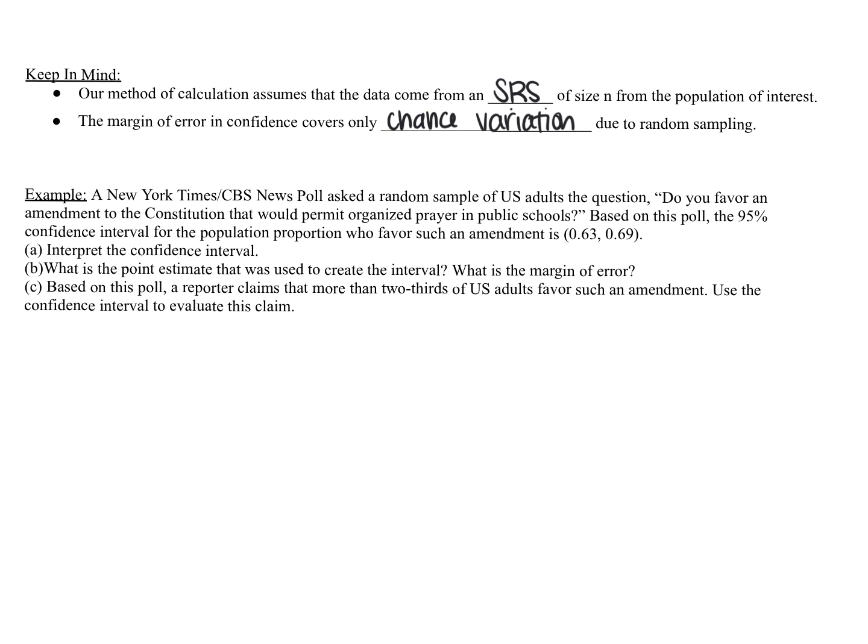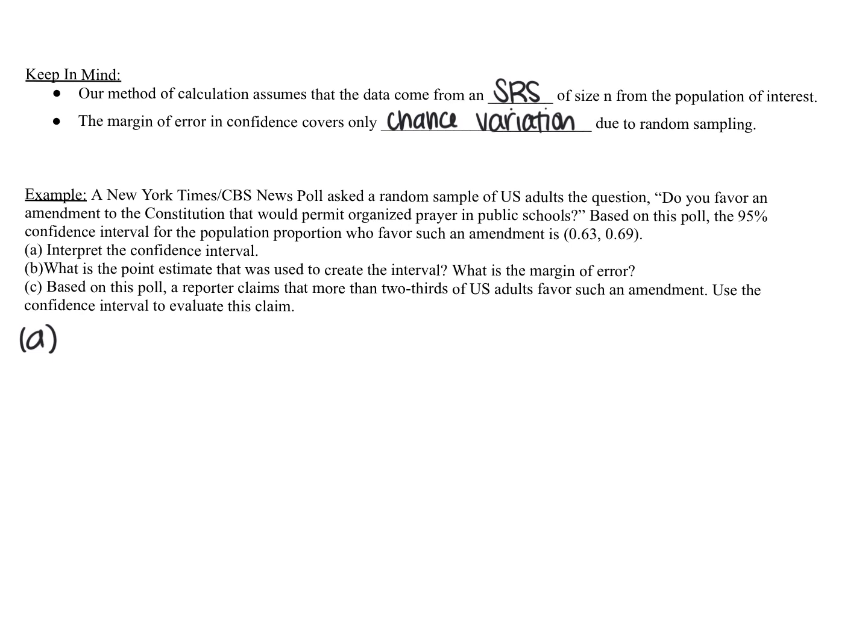Before we actually talk about how to calculate a confidence interval, we're going to talk about interpreting them. So we have that a New York Times / CBS News poll asked a random sample of U.S. adults the question, do you favor an amendment to the Constitution that would permit organized prayer in public schools? Based on this poll, the 95% confidence interval for the population proportion who favors such an amendment is 0.63 to 0.69. So we're going to interpret this. We're going to figure out our mean and margin of error, and then we're going to answer a question about that. So let's start with the interpretation.